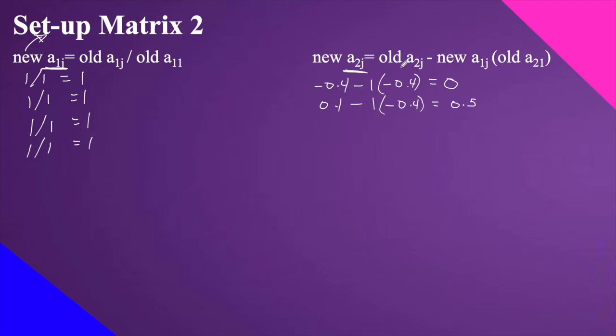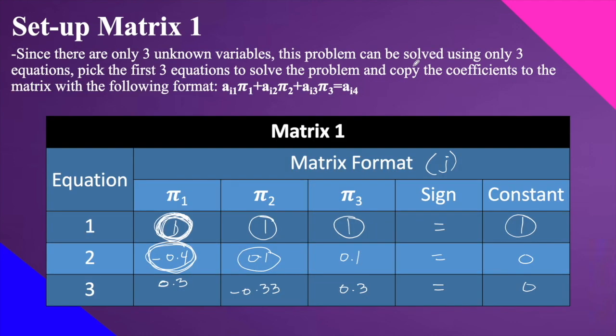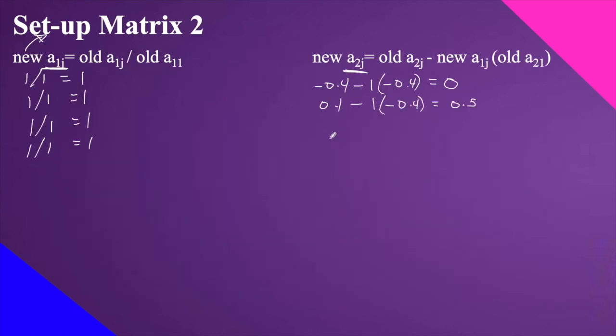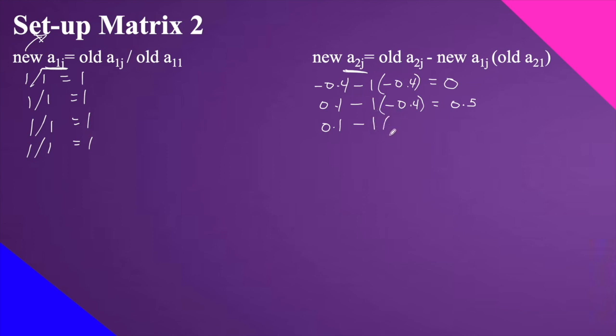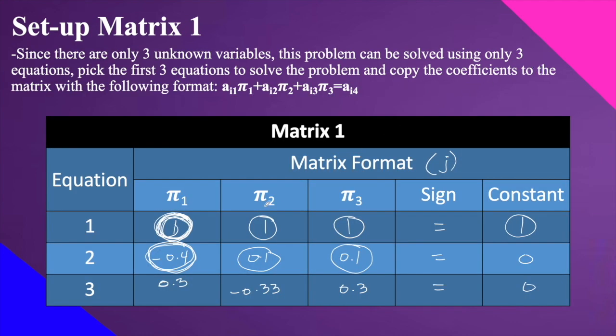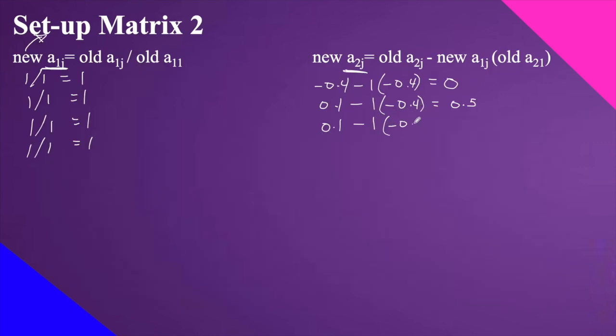Okay, so third J tayo. Old A sub 2J. Third J, ito, 0.1. Minus new A sub 1J. Nasaan yun? New A sub 1J, pangatlong J. Ito po. So, 1 multiplied to old A sub 2, 1. Ito, negative 0.4. This is, guys, pareho sila ng kinalabasan. Ibig sabihin, 0.5 din. So, let's have it here, 0.5.